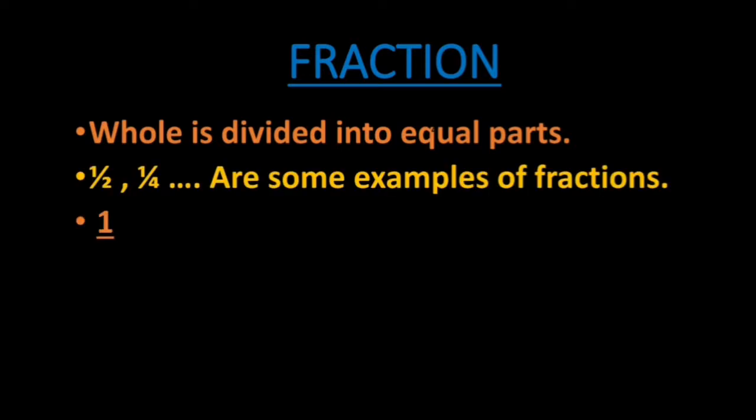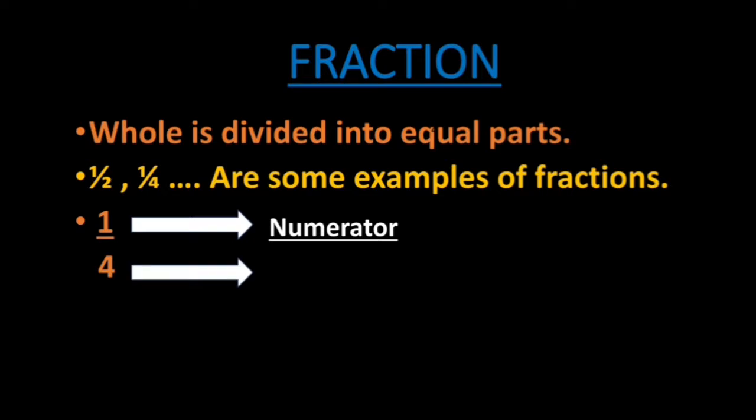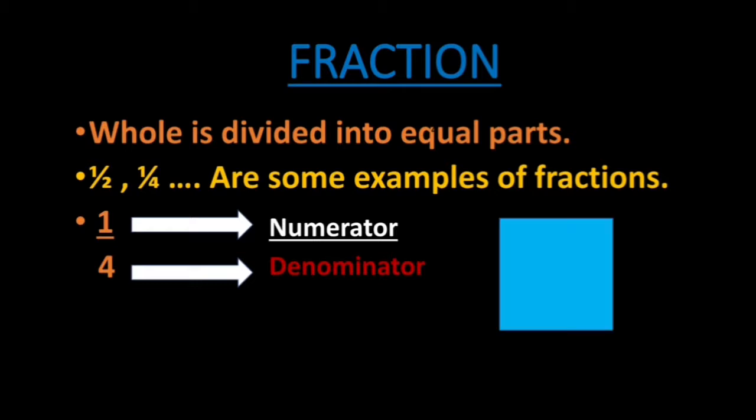Now in 1 by 4, 1 is the numerator, 4 is the denominator. Let us understand what is numerator and denominator. Now here I have taken a square shape that I am going to divide into 4 parts. Here we can see that it is divided into 4 parts. Among these 4 parts I am selecting 1. This is the meaning of 1 by 4.